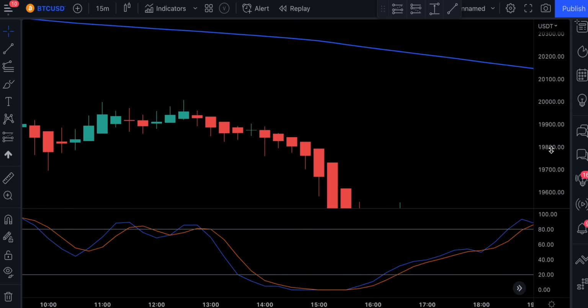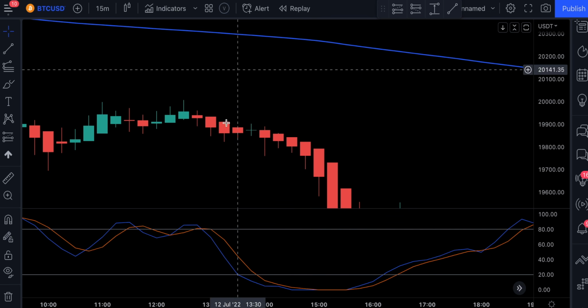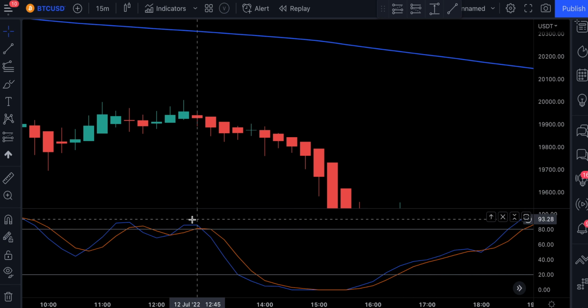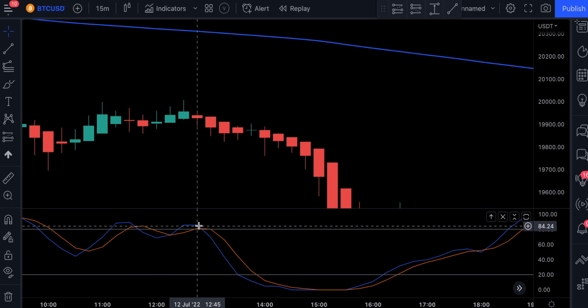For short positions, the rules are exactly opposite. First, the price action has to be closed below the 200 EMA. Second, the stochastic has to get into the overbought area. This means that at least one of its lines has to cross above the 80 level. Third, we need to have a bearish cross on a stochastic where the orange line crosses above the blue line.